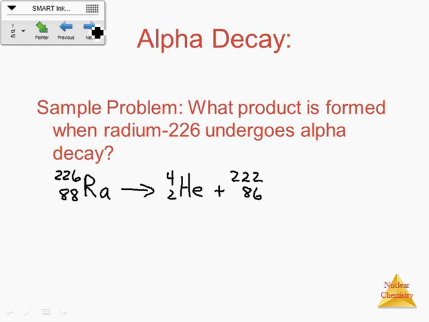And that's where you have to be careful. You don't rewrite Ra over here, because once this has an atomic number of 86, it's no longer radium, it's now radon.